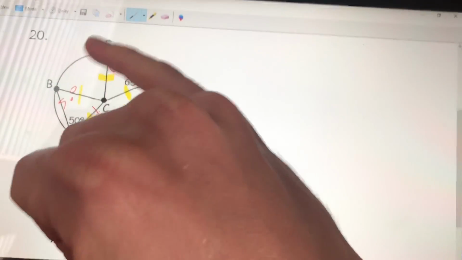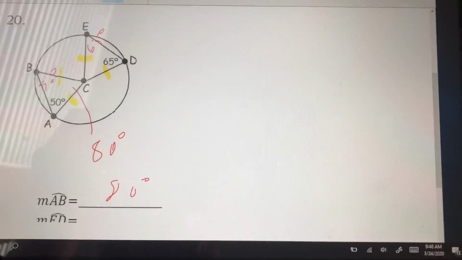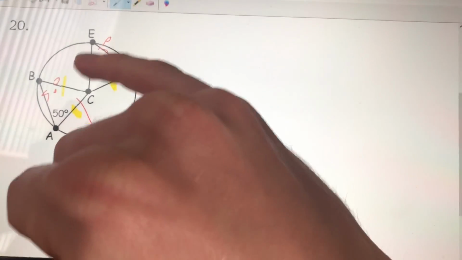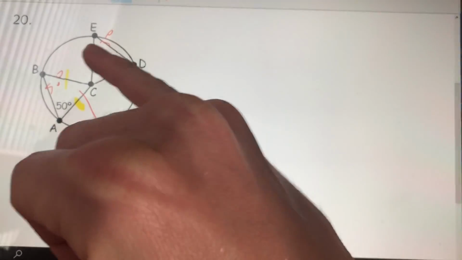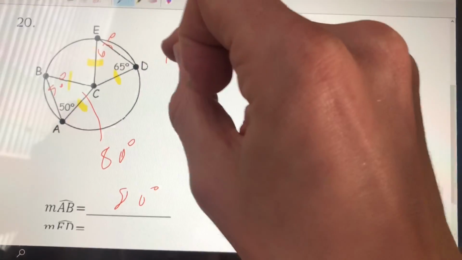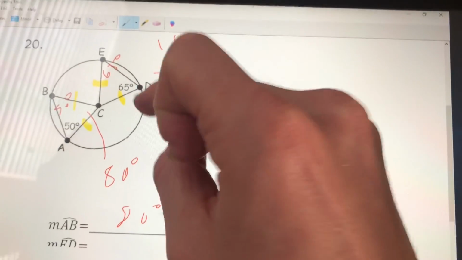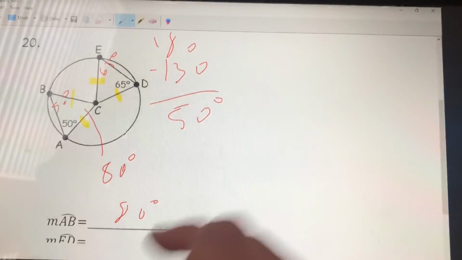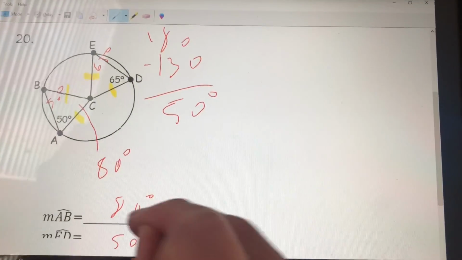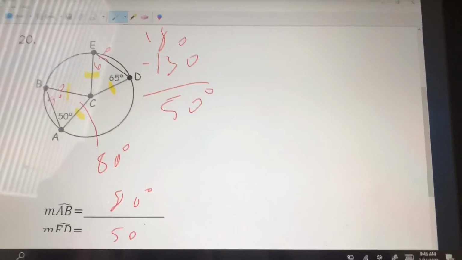Same thing here with ECD. ECD is the central angle to arc ED. So we'd add up 65 and 65, which gets us 130. And 180 minus 130 gives us 50 degrees. So arc ED is 50 degrees.